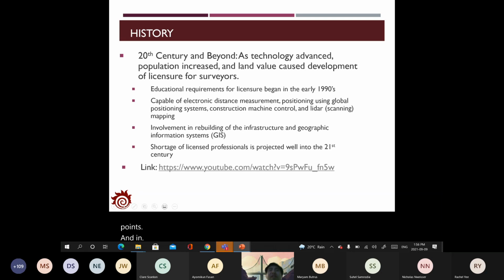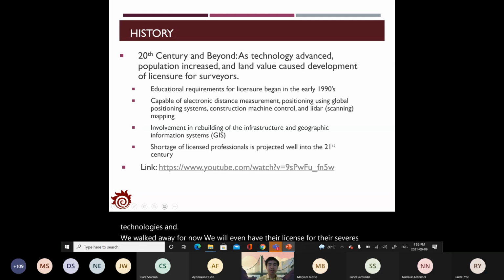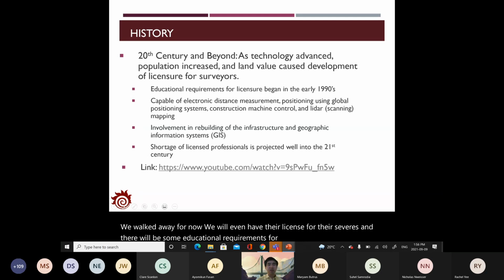Later in the 20th century and up to now, we have a lot of advanced technologies, and now we even have licenses for surveyors, with some educational requirements for the license. So surveyors nowadays need to know how to use electronic distance measurement tools, positioning tools with the GPS system, construction machine control tools, or even the LiDAR system.